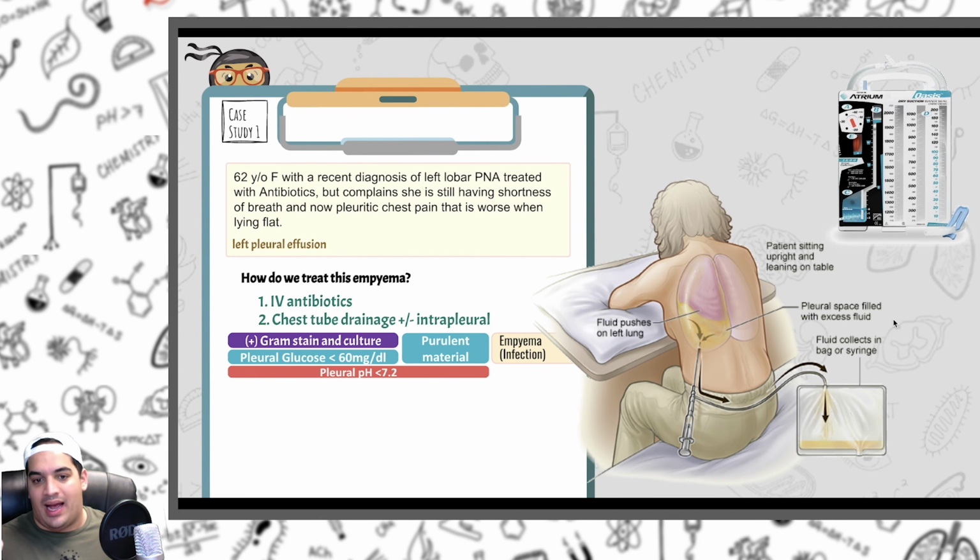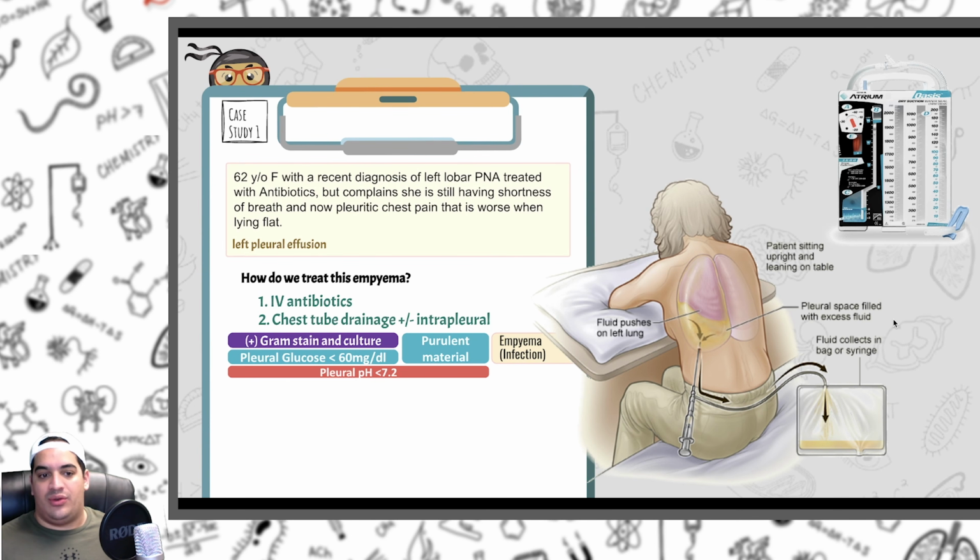Hers actually came back as positive gram stain and culture. She had purulent appearing pleural fluid, a pleural glucose less than 60, and her pleural pH was less than 7.2. So with her pneumonia, that definitely supports an empyema. So we need to put in a chest tube and drain that nasty empyema fluid.